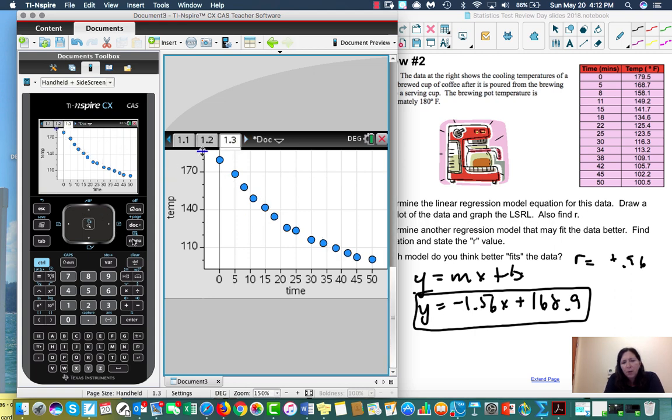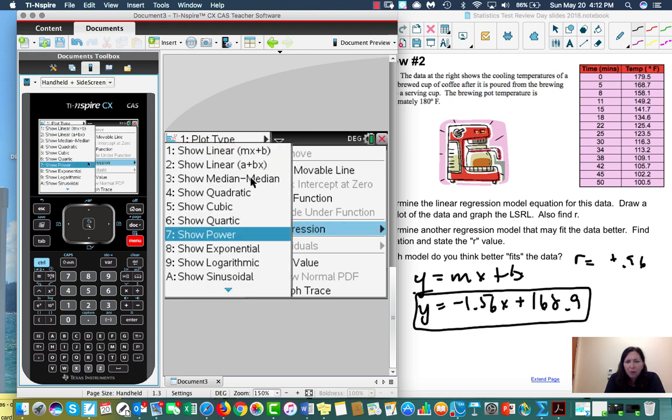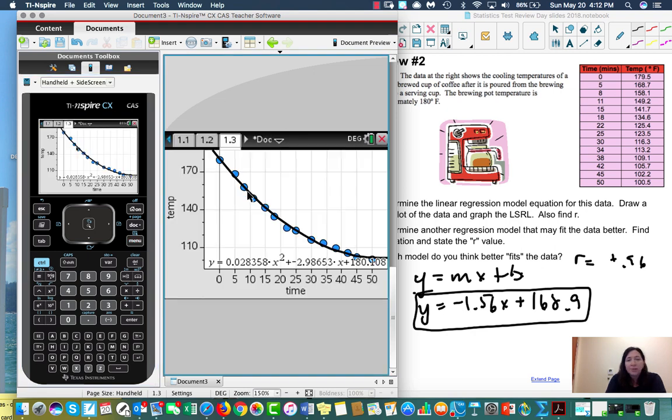But this time, when I go to Menu and Analyze, I'm going to see for my regression model, it kind of looks quadratic. See that? Does that look quadratic to you? If that line fits the curve, this would be a quadratic. So I could put that equation down. My equation would be, whatever this equation is right here, y equals 0.03 squared.